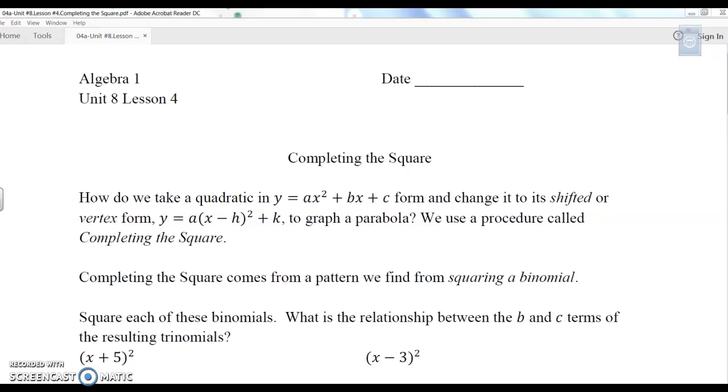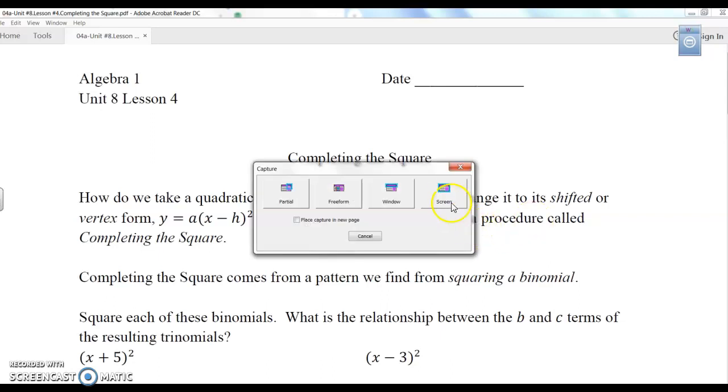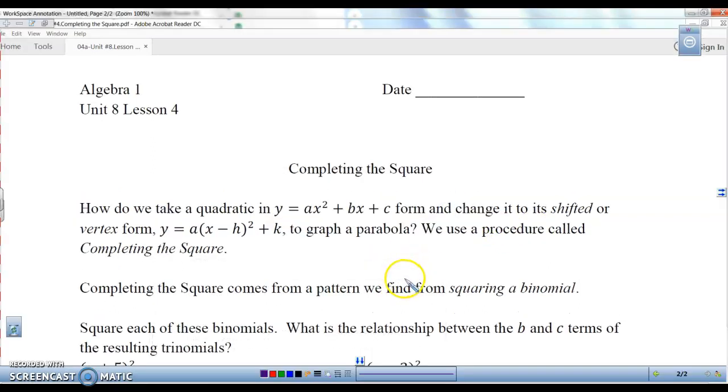This is Algebra 1, Unit 8, Lesson 4 on completing the square. Okay, so now we have two forms of a quadratic. We have standard form, that's y equals ax squared plus bx plus c. That's the form that we usually see a quadratic in.